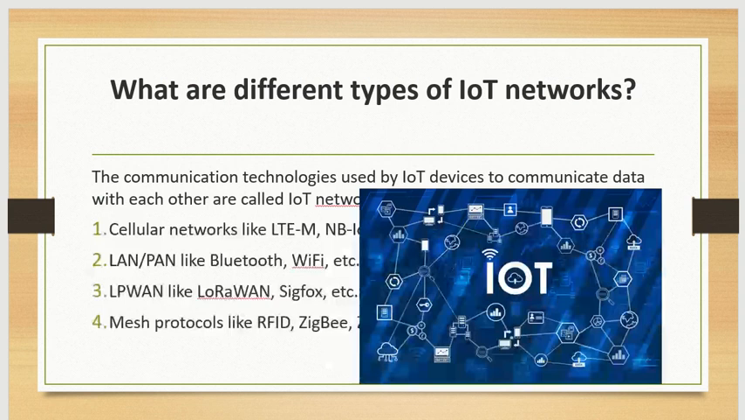Then we are going to see the different types of IoT networks. What is meant by network? The communication technologies used by the IoT devices to communicate data with each other are called IoT networks. There are four different types of IoT networks. The first one is cellular networks, then LAN, PAN, LPWAN, that is low power wide area network, and mesh protocol.